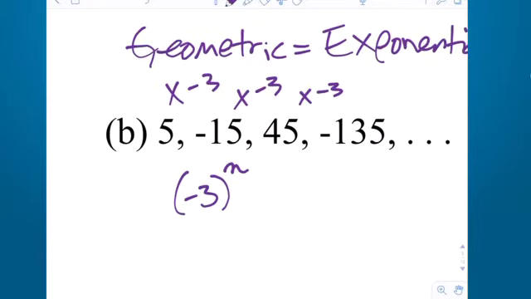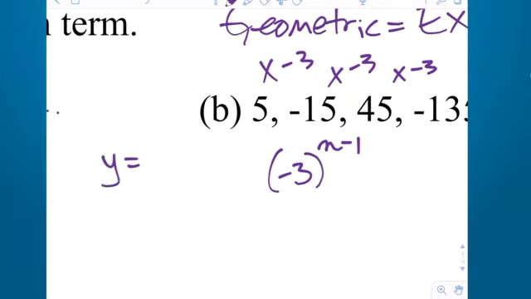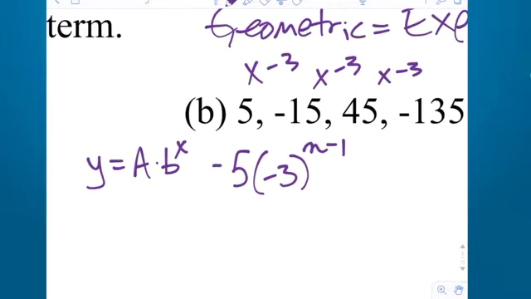I want a 5. So what if I subtract 1? Because really negative 3 to the 0 power is 1. If I subtract 1 from the exponent, when I plug in a 1, 1 minus 1 is 0. What's negative 3 to the 0 power? 1. Now this is 5. It's your first term. Recall from exponentials, you wrote functions of this form, a times b to the x. And remember, a was your y-intercept, which meant it was your starting value, right? What value are we starting with? 5. So you can modify this by putting a 5 there.